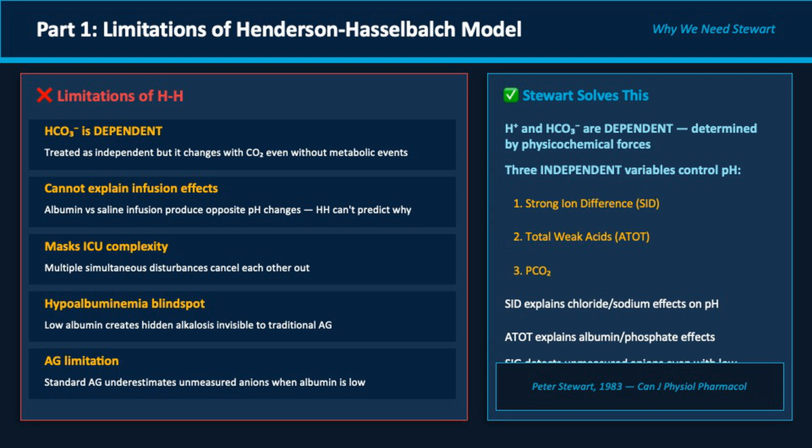Three independent variables control pH. 1. Strong ion difference, SID. 2. Total weak acids, ATOT. 3. PCO2. Hydrogen and bicarbonate are determined by these three. You cannot change pH directly by changing bicarbonate. That is the key concept. And let that sit for a second.